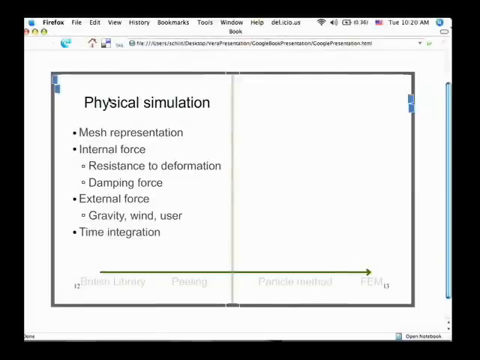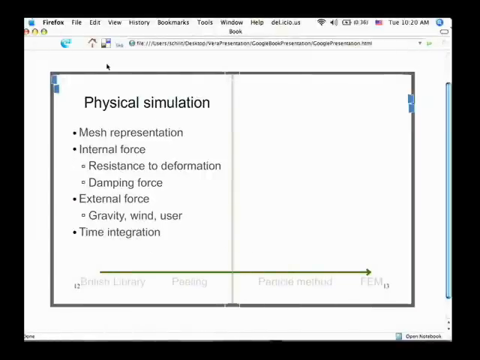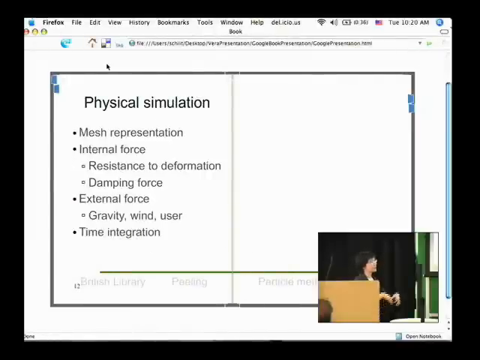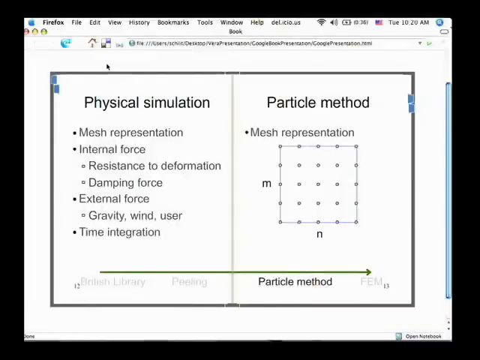Okay, so basically, it becomes not universal. So in these simulations, we choose physical simulations. In the physical simulations, because we take into account the material properties of the paper and the forces that we apply to the paper, it can be used for any type of paper just using one formula. It consists of 4 major components: the mesh representations, the internal forces, external forces, and the time integrations. So the first method is the particle method.